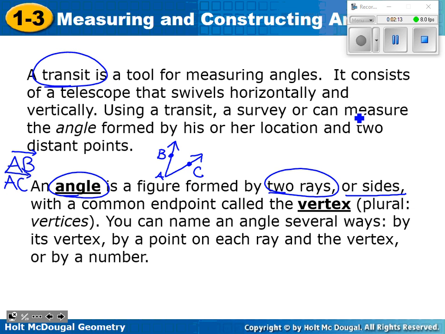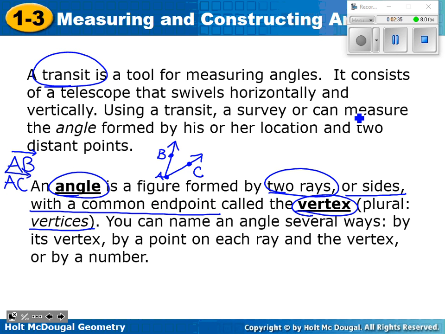So angles are made by two rays. They have a common endpoint. That common endpoint is called the vertex. So A would be your vertex. You don't say vertexes, that's not the correct plural form. Plural form is vertices. Okay, so if we have more than one vertex, we have vertices.